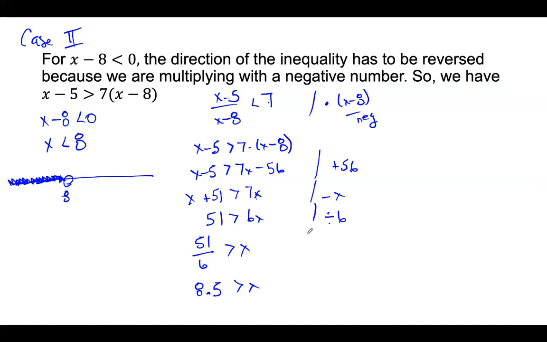So for this case, the solutions are all the x values that are less than 8, because x minus 8 is less than 0 and satisfies x being less than 8.5. So essentially, all x values less than 8 are solutions, because this is when x is less than 8.5. So I'll try to write that over here.